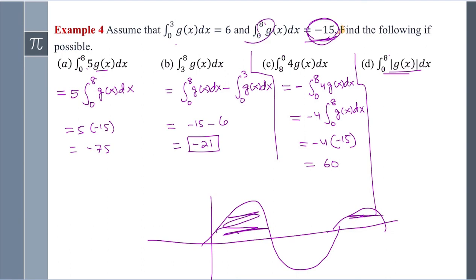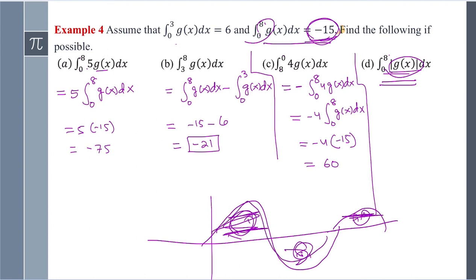So it takes all the positive area and subtracts the negative. But the absolute value means we take all of the area as positive, we make it positive, and we add all of them. So with just the given information, we won't be able to figure out what this is. We need more information. We really need to know what the function is, or we need to see the graph.